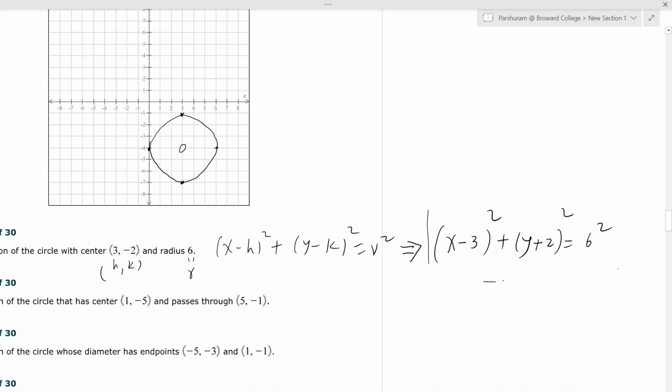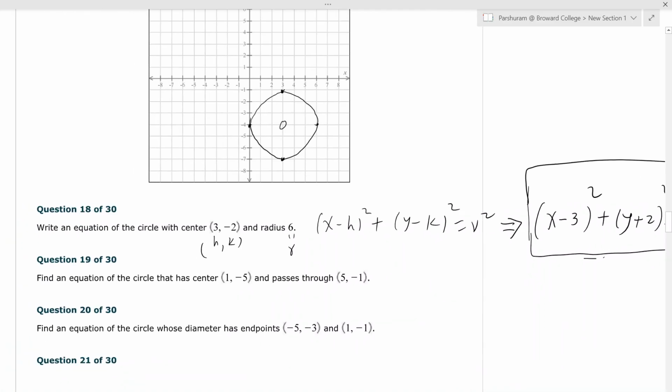So that's the equation of a circle centered at 3 comma negative 2 and radius 6. That's problem 18. For problem 19, we can use the very same formula. Find an equation of a circle that has a center at 1, negative 5. So the center is given and it passes through 5, negative 1, but we don't have a given radius.